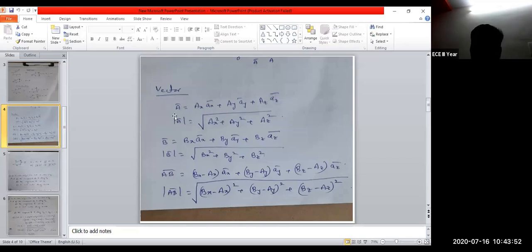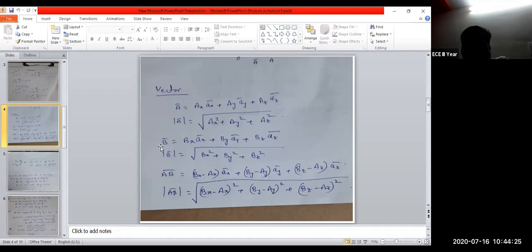Component means the magnitude of that vector along that direction. If anyone asks the question, sir, what is the component of A bar along the X axis? It's the magnitude. If any value is there, that value is the component of A bar along the X axis. Component means its value. Right? So this is the procedure to find the magnitude from the vector.